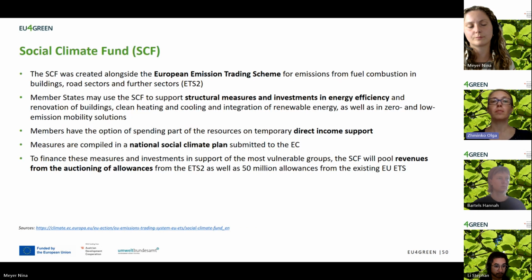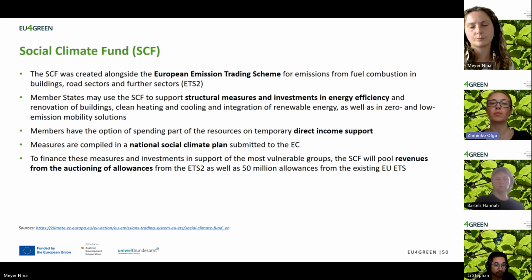So member states might use the Social Climate Fund to support structural measures and investments in energy efficiency, renovation of buildings, clean heating, and also for direct income support of the vulnerable communities which are impacted by the transition. In order to access the Social Climate Fund, the member states have to create and submit a national social climate plan, and then the European Commission assesses and agrees with the estimate of the funding or not. So this National Social Climate Plan is similar to the Territorial Just Transition Plan, which was just mentioned.